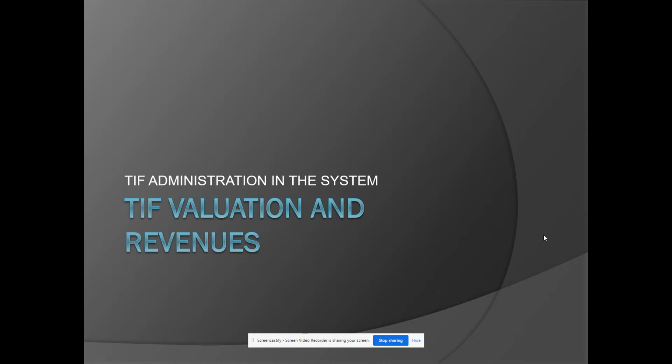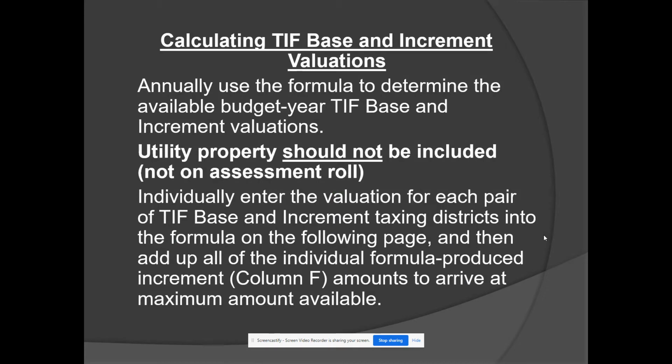And of course, the ultimate goal with TIF is to generate revenue that can be used again to repay debt that was incurred by the TIF authority. And the TIF base and increment taxing districts come into play there. We have a formula that's used to determine the available budget year TIF base and increment valuations. And utility property shouldn't be included because it's not on the assessment roll.